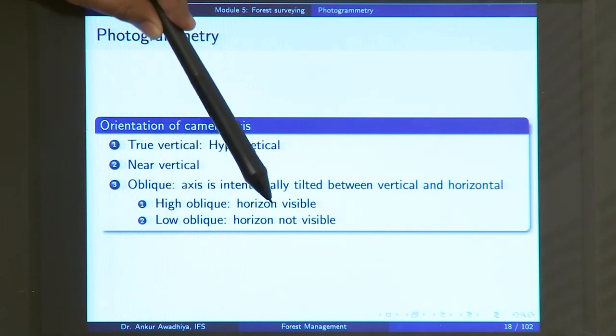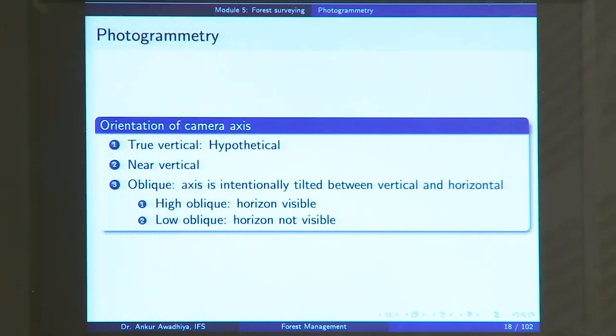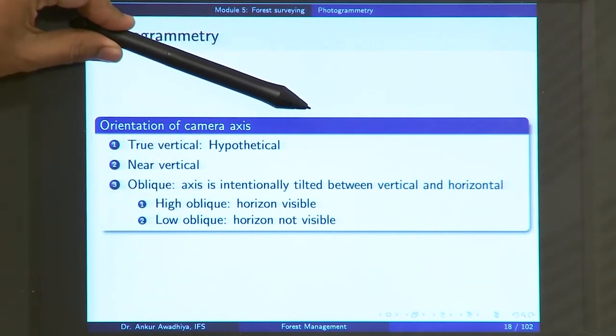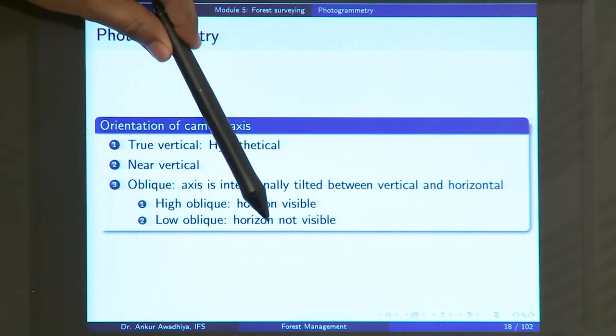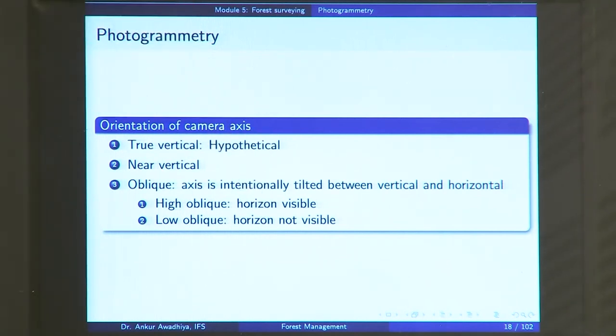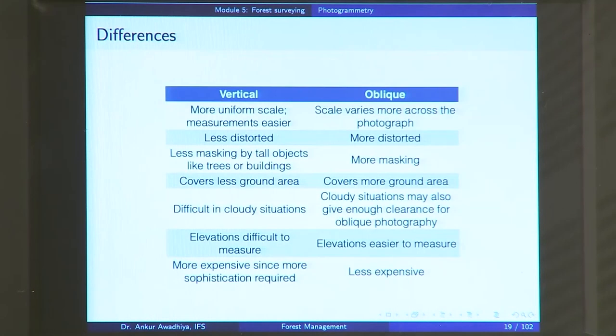So, vertical, low oblique, high oblique. Now, low oblique and high oblique are distinguished by whether or not the horizon is visible. If the horizon is visible, then it is a high oblique image, you are looking like this, so that the horizon is seen. If the horizon is not seen, then it is a low oblique image where the horizon is not visible. Now, what are the differences between all of these orientations?